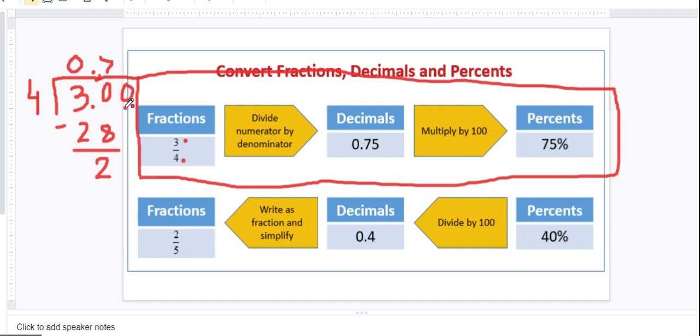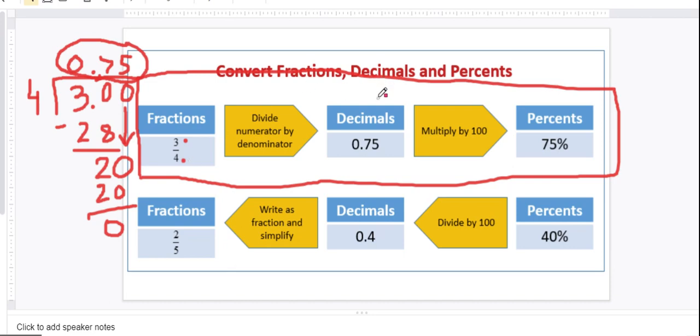So I'm going to plop in another 0, bring it down because 3.00 is the same value still as 3 with a different look. But now we can say, oh, well, how many times does 4 fit into 20? 4, 8, 12, 16, 20. Ah, it fits 5 times exactly. So 4 times 5 gets us 20, and we've got nothing left. There's nothing left over to divide, so we know that the decimal of this fraction is 0.75 or 75 hundredths. So you'll see that here. You divided the numerator by the denominator.